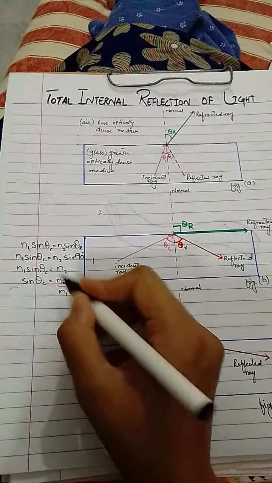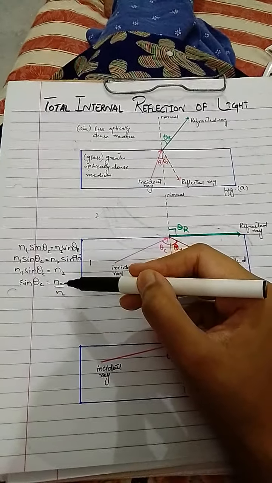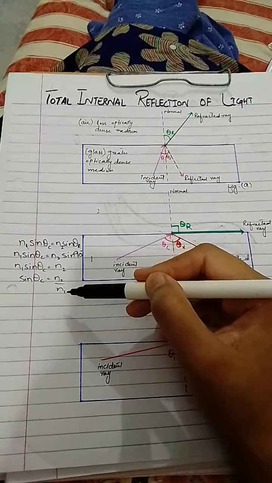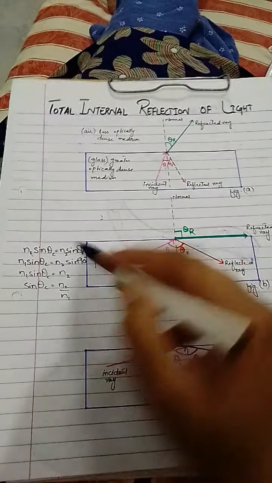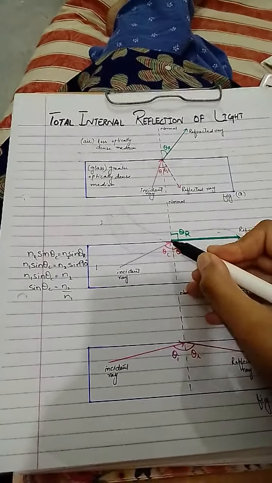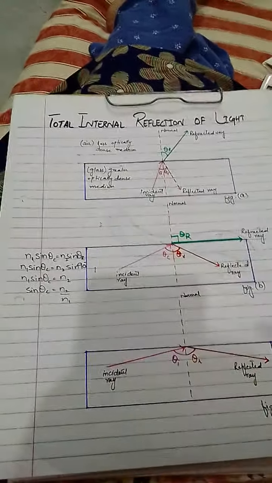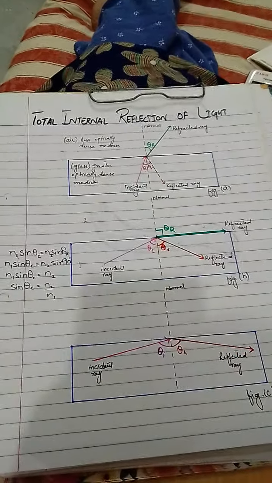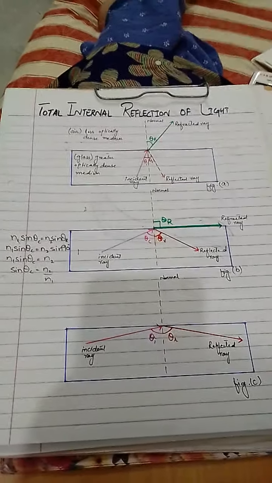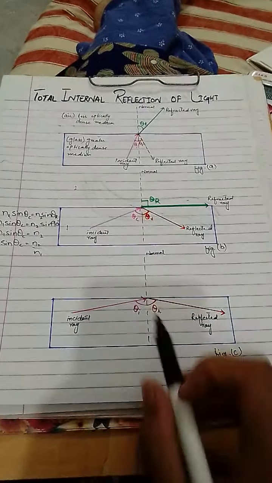And from this equation, we can actually calculate theta c, the critical angle, if we know the refractive index of the second medium and the refractive index of the first medium. Knowing these two quantities, we can calculate the critical angle for the incident ray. Okay, so this was the case with the critical angle. Remember, we have not reached total internal reflection yet. We will see it in figure C.